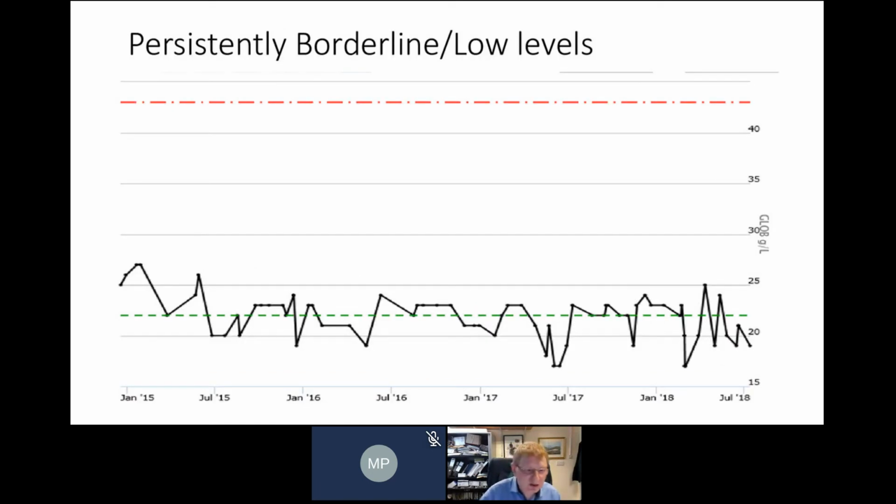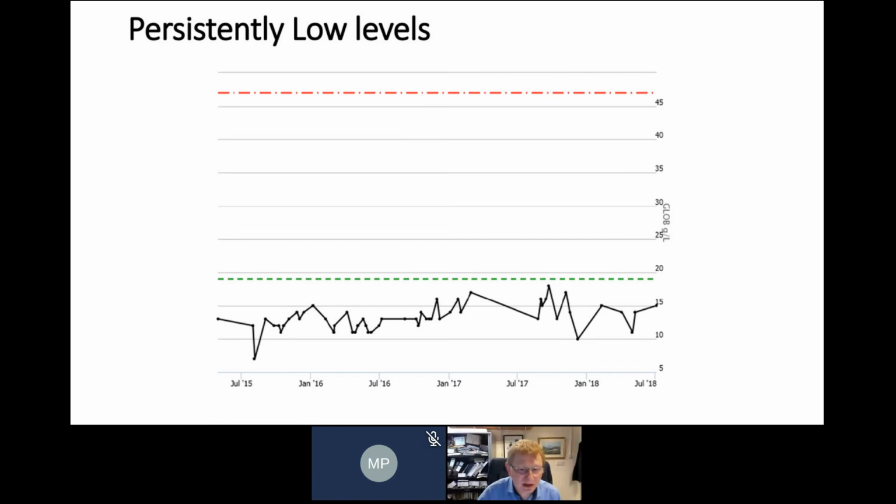Here's another pattern when we look back of someone that has just always had borderline low levels. So needs obviously more assessment, perhaps in terms of immunoglobulin levels and functional assessment of vaccine responses. Persistently low levels. So when someone comes to you, you can immediately see that this is not a new finding. The history of low calculated globulin and likely low antibodies goes back for years.